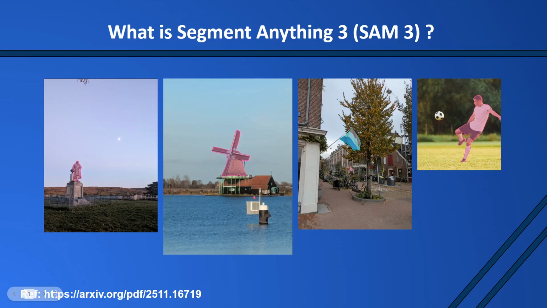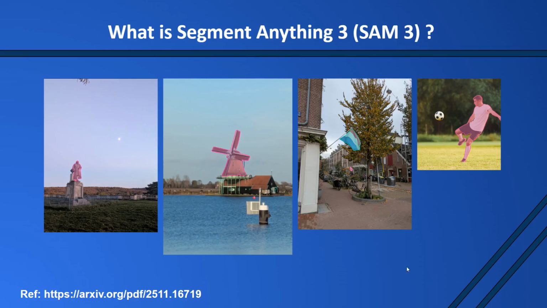Today we're diving into Sam3, Meta's new foundational model for computer vision, and a major leap forward from previous versions. While Sam1 and Sam2 could segment a single object at a time, Sam3 can identify, segment, and track all instances of any concept you describe, simply from a text prompt or an example image.